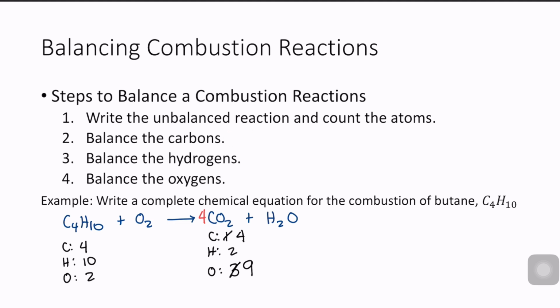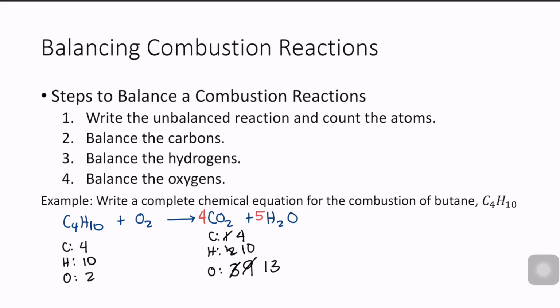Now I'm going to balance the hydrogen. So in order to balance the hydrogen, I have 10 on my reactant side, 2 on my product side. I'm going to put a 5 in front of my water. So now that changed my hydrogen count to 10, but it also affected my oxygen count. So now I have 8 oxygen from my CO2 plus 5 oxygen from my water to give me a total of 13 oxygen atoms. So I can put a 13 right here.